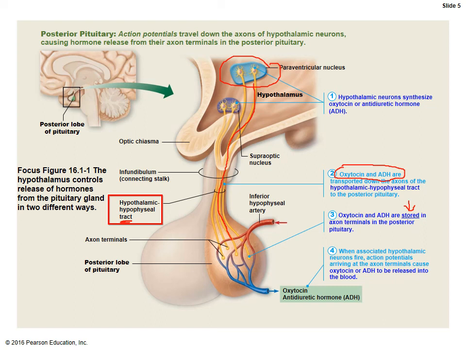And then once the hypothalamus decides that it needs to be released, your posterior pituitary gland will go ahead and release the oxytocin and the antidiuretic hormone, and it will travel into the bloodstream over to the target cells that are required. So the posterior pituitary gland does not produce any hormones. It simply stores the oxytocin and the antidiuretic hormone.